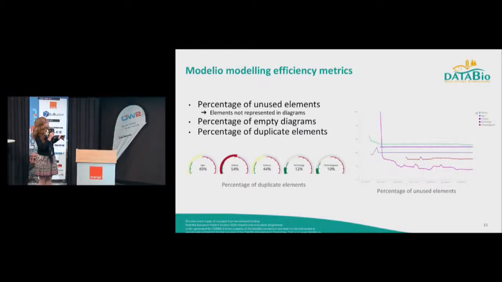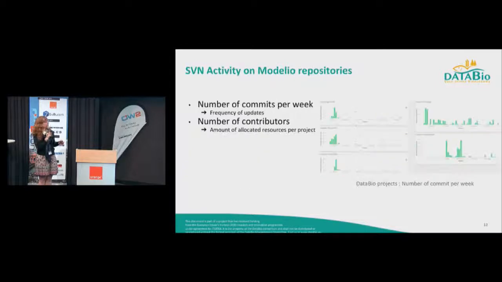And in here you see 5 of the various models that we have with the DataBio project. So for agriculture, fishery, forestry, technology, and the new technology. So in here we see the different values for the percentage of duplicate elements. That can give the project manager and the project leaders an idea on how to improve the models and where effort should be taken to improve them.